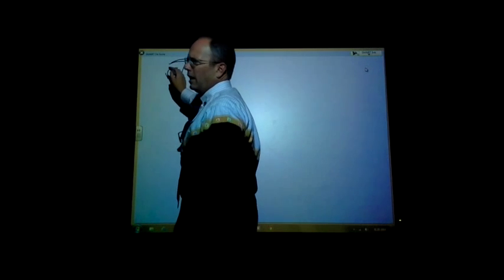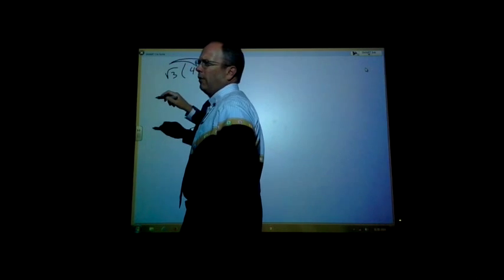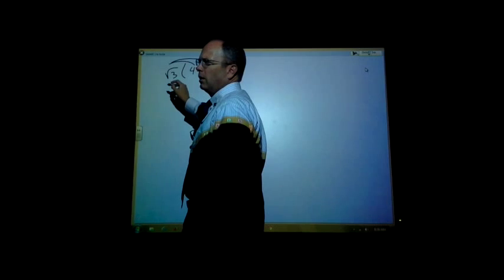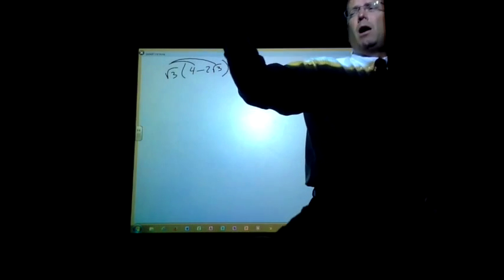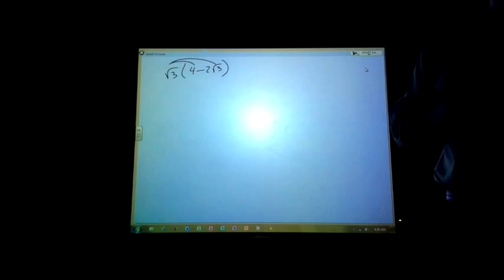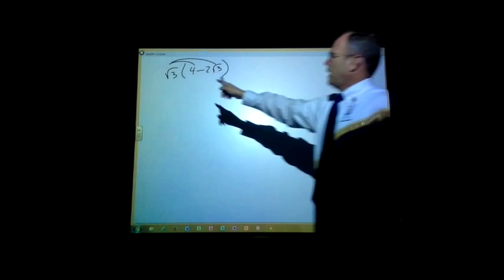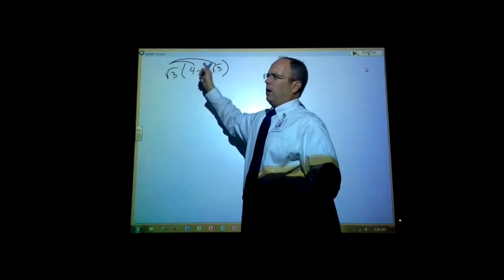So can I go 4 times root 3, and what do you think I get if I go 4 times root 3? No, I like what you're thinking, but I don't have both of them being under a radical. So if this was an x, and I went x times 4, what would I get?